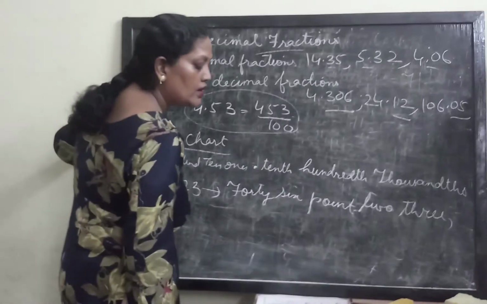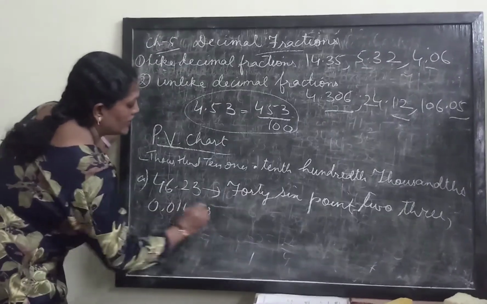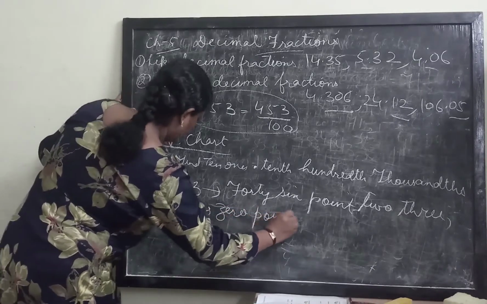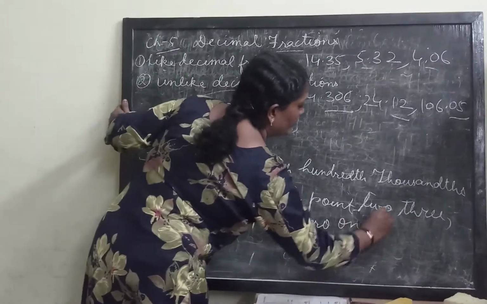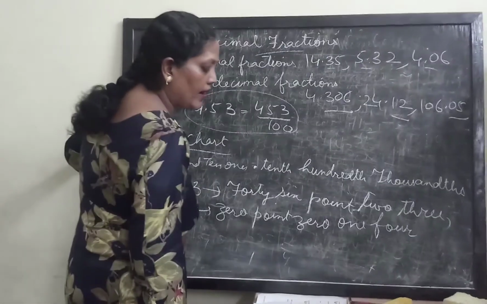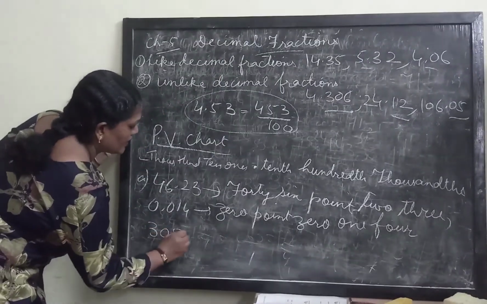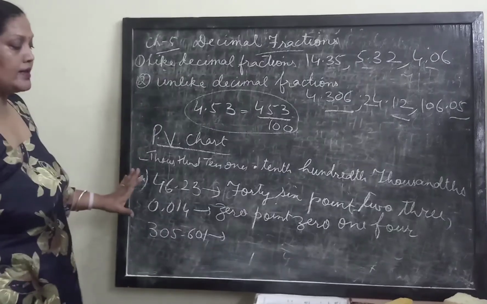Now see here, 0.014. How will you write it? 0.014. Have all understood? If you have 305.601, I am only explaining to you. Learn how to do the sums.